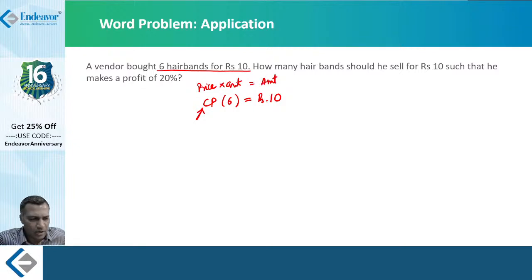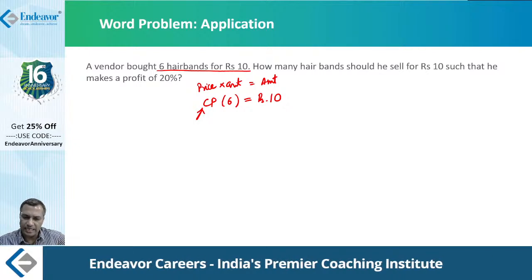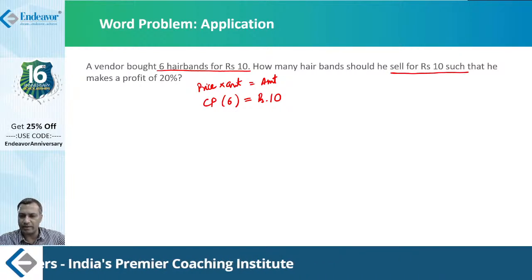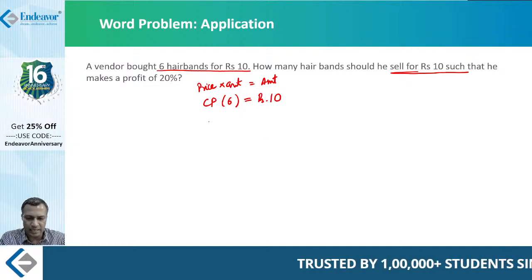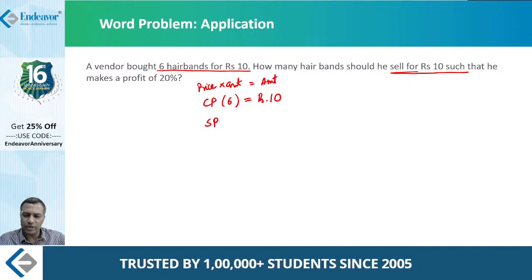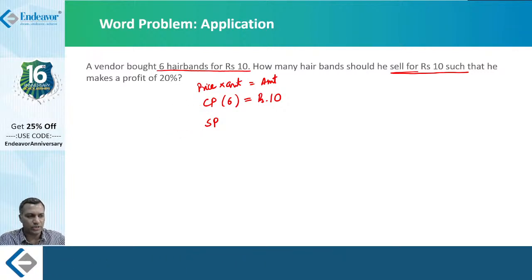Don't be bothered about the cost price of each hairband. That may not be required for me. Therefore, I am saying the price is CP, and the quantity he's buying is 6. Very good. Then what is the second statement? Sells at 10. Here, how many hairbands should he sell for the same rupees 10? Selling price of each hairband, SP. You can write X and Y also. Can I say that CP of each hairband is X, selling price of each hairband is Y? Absolutely fine, but that is not required. Let us write CP and SP so that it becomes easy to connect.